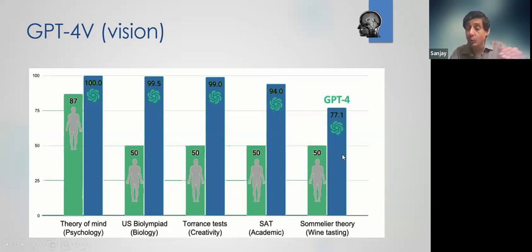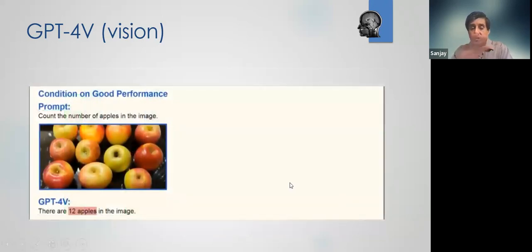This is GPT-4, which was released in March of this year. It's been 6-7 months since then, and GPT-4V, more than likely, is higher on all of these scales. Here's an example of GPT-4V, which has a vision component. So here's a prompt it was given.